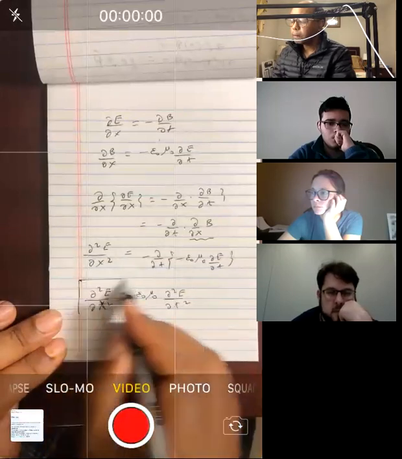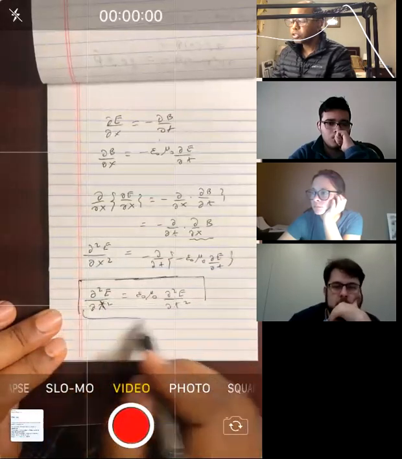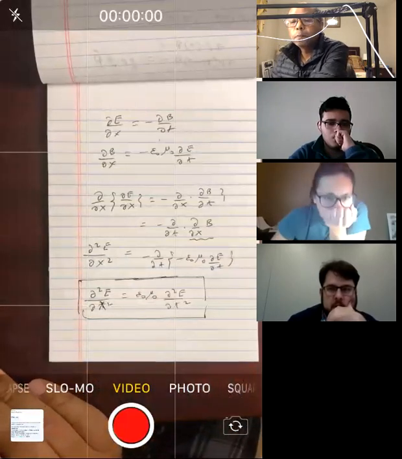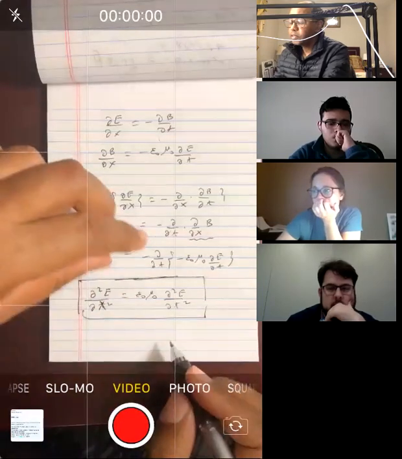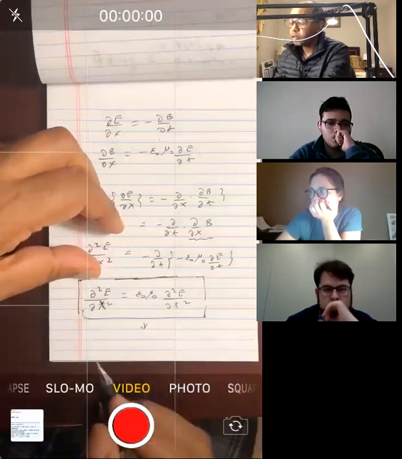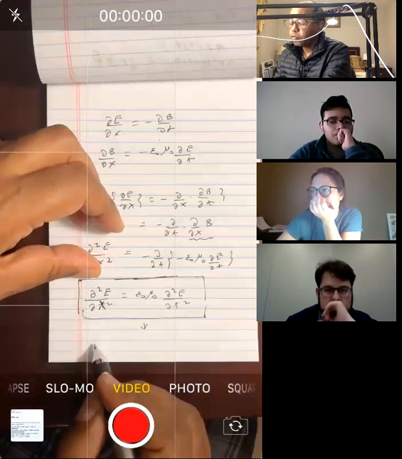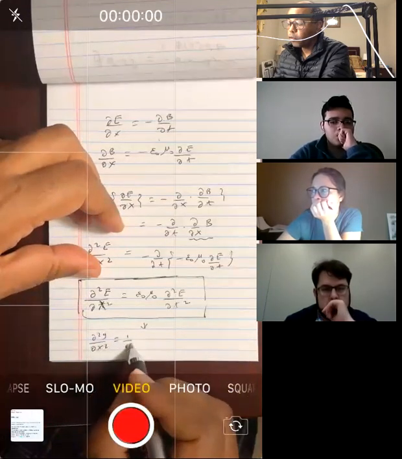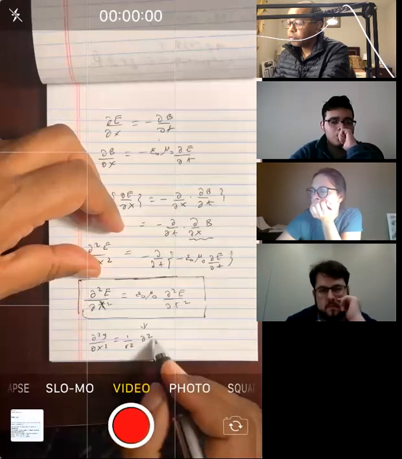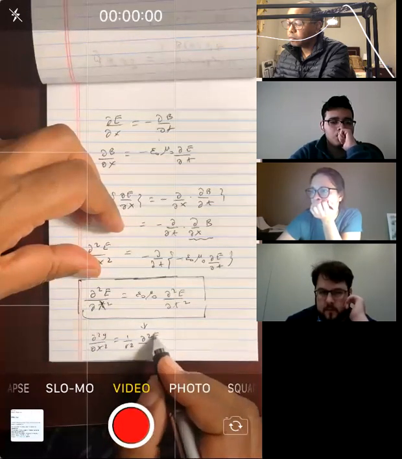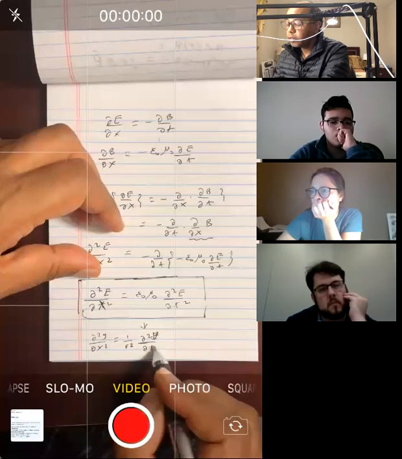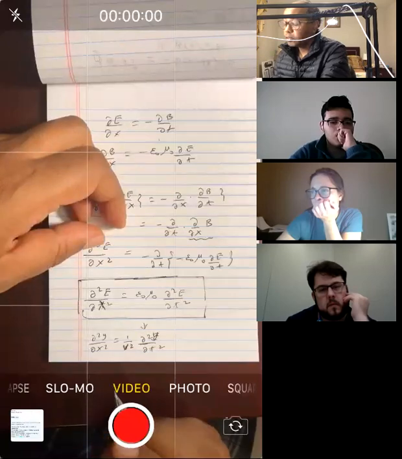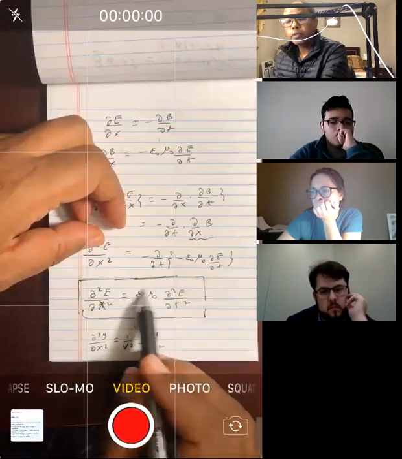Do you remember this equation? What's this equation? Hmm? The wave equation. This is the wave equation. Now compare with this one. The wave equation is this one: the second partial derivative of E with respect to x squared equals 1 over v squared times the second partial derivative of E with respect to time squared. Okay. What does this v represent? Velocity. Velocity.